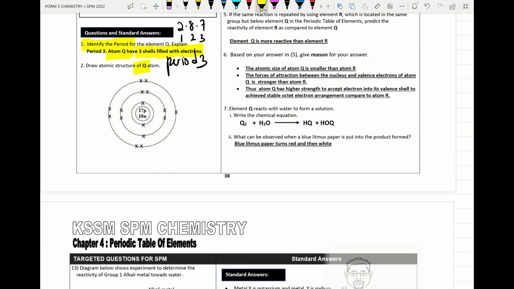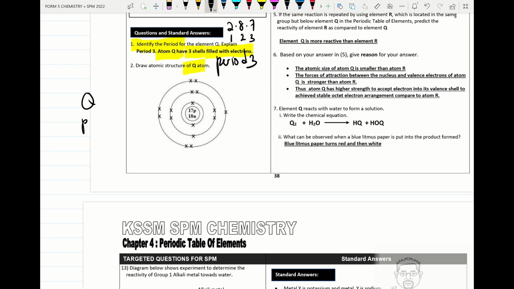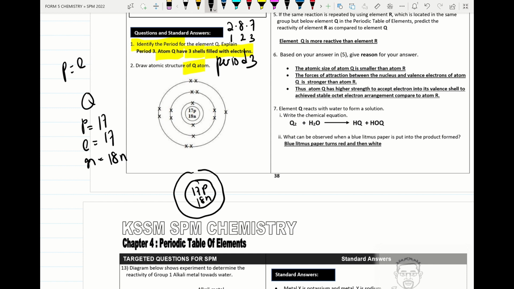Alright, so next we try to draw the electronic structure of atom Q. So we put P, E, and total proton 17, proton 17, electron 17, because the atom is neutral, the total number of protons and electrons is the same. So neutron will be 18. Right. So I draw the nucleus. So inside the nucleus I put 17 protons, 18 neutrons. So first shell, second shell, and valence shell.